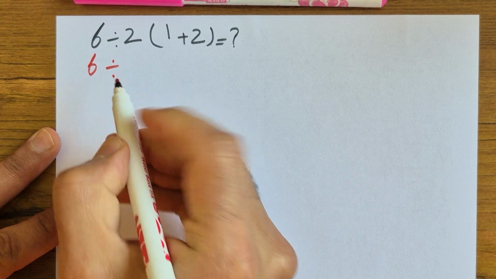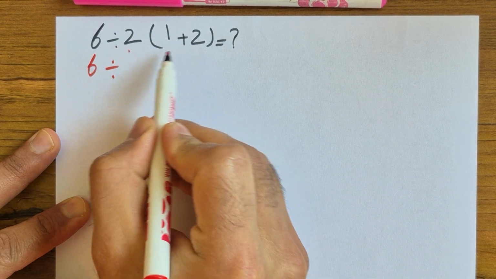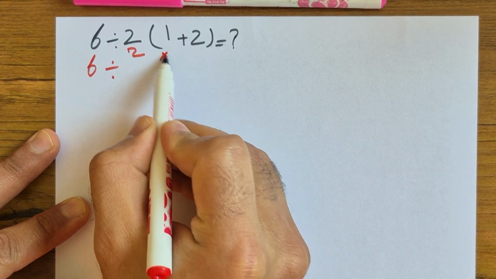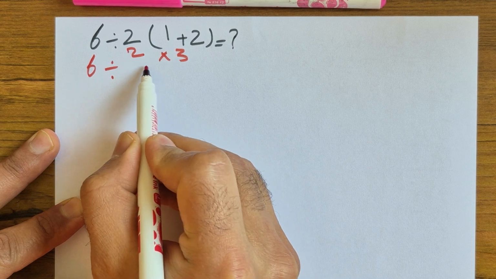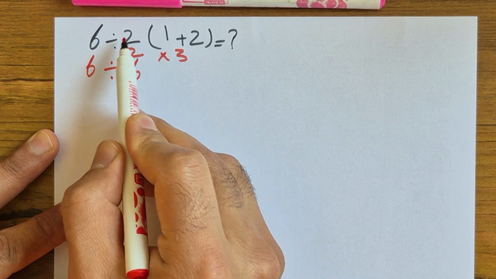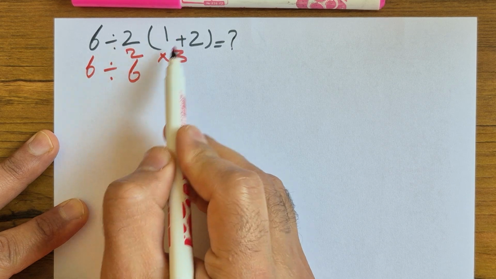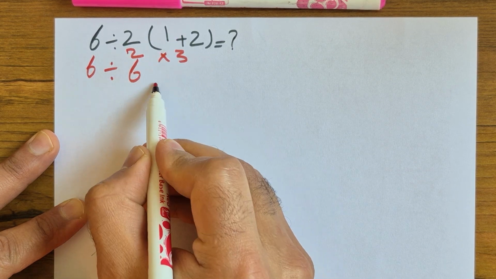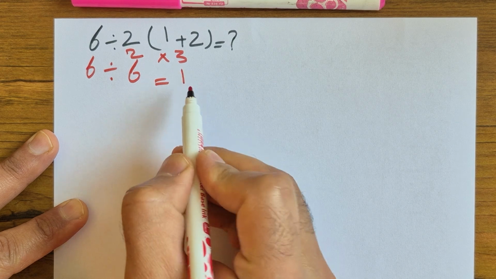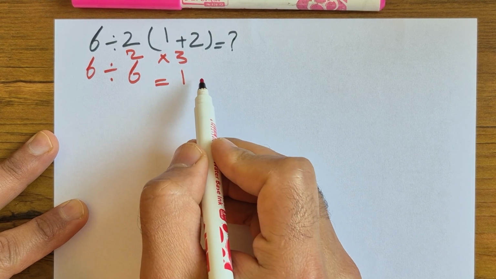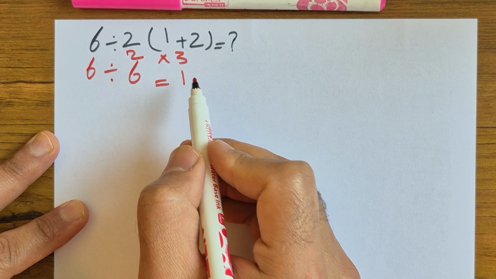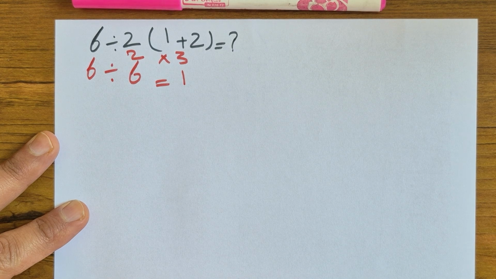6 divided by 2 times 3, which is 6, right? 2 times 1 plus 2 inside the parentheses, 2 times 3, 6. 6 divided by 6 is a beautiful 1. But this is wrong. So do you think that's the right answer? No way. This is wrong.